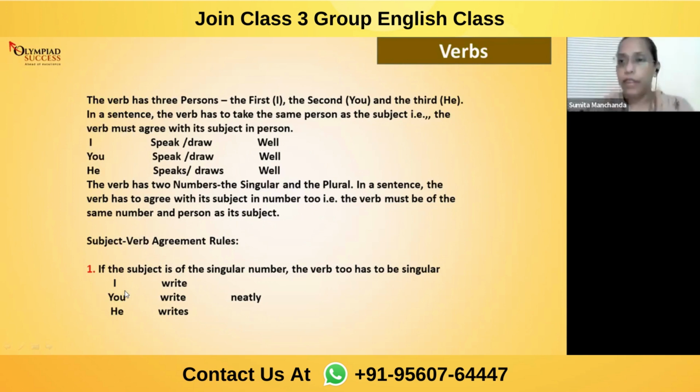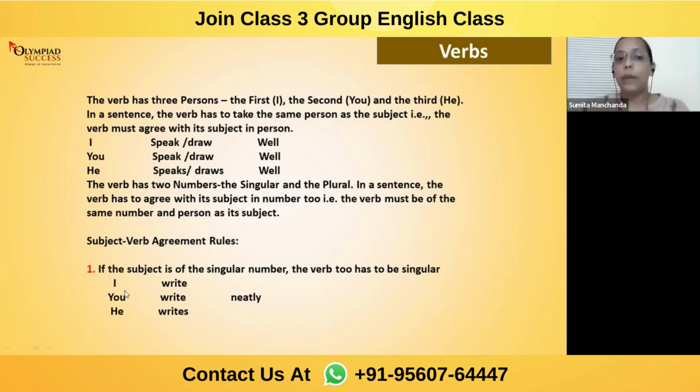Now listen to me very carefully. This is a bit confusing. We all have done singular and plural. If I'm saying book, it's singular. If I am saying books, it becomes plural because I'm adding S to it. But when we talk about subject-verb agreement, it's a bit different from the singular plural which we have done in nouns.